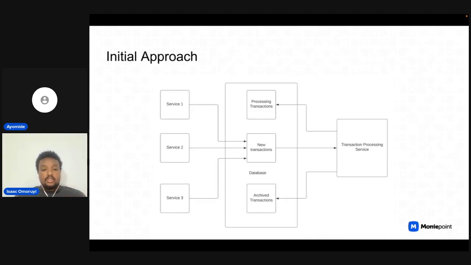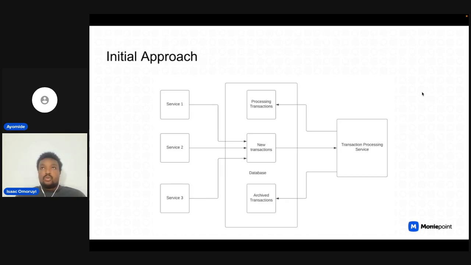So yes, the initial system we built was making use of a DB. So we took a DB approach, using a DB as a form of a queuing system. We wanted to queue these transactions that were to be processed in the DB.